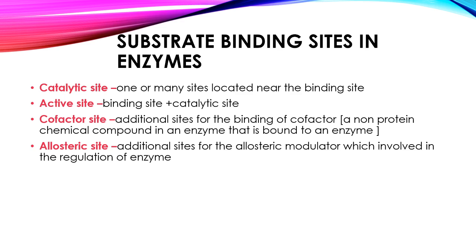Next is the active site. Active site means the binding site and catalytic site together. Then the cofactor site, an additional site. The cofactor site is the additional site for the binding of a cofactor. So, what is the cofactor? A non-protein chemical compound in an enzyme that is bound to the enzyme is called the cofactor. So the additional site for the binding of cofactor is called the cofactor site.